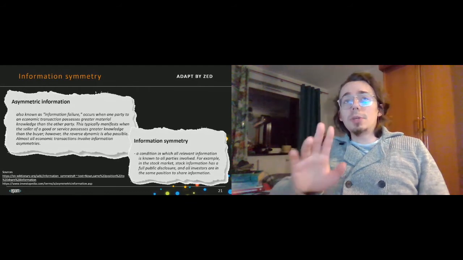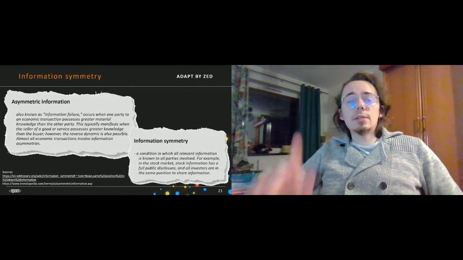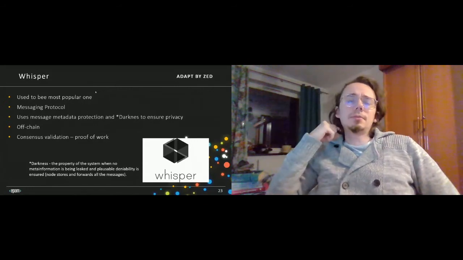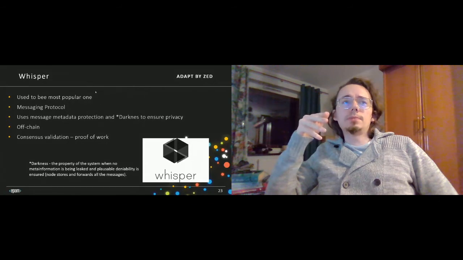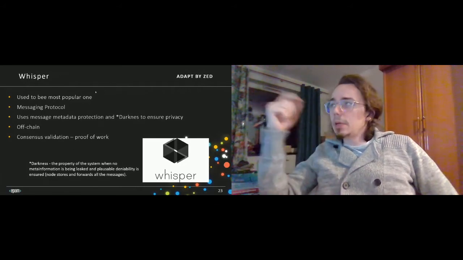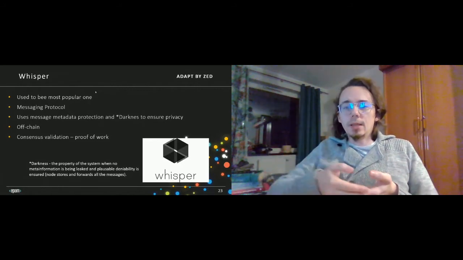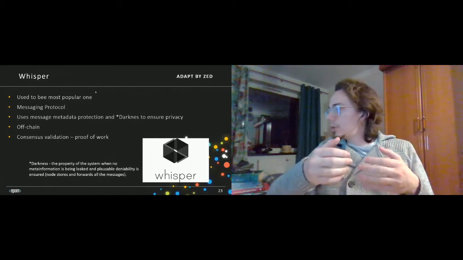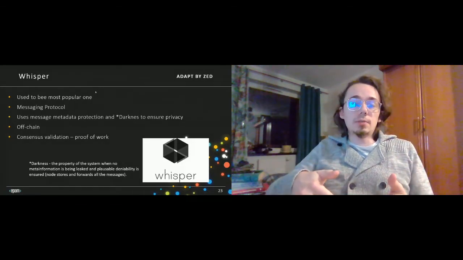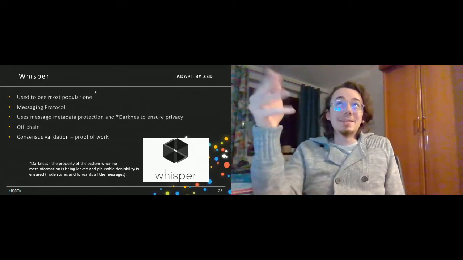Okay, so going to the protocol examples themselves. First of all, I would like to talk about Whisper. It used to be the most popular one, but right now it's becoming more and more deprecated. It's a message protocol that uses message data protection and darkness to ensure privacy. It's off-chain. By the way, guys, there is a difference between things that go on-chain and off-chain. The off-chain things are part of the blockchain environment, while not exactly implemented on the chain. They just exist somewhere nearby, and they help develop the environment.